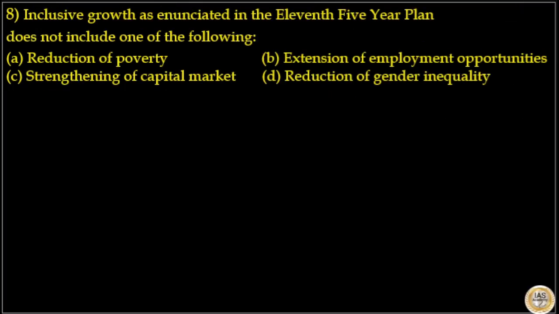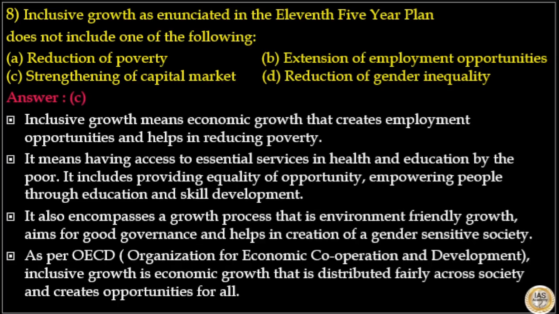Next is inclusive growth as enunciated in the 11th Five Year Plan does not include one of the following. Options are reduction of poverty, extension of employment opportunities, strengthening of capital market, and reduction of gender inequality. The answer to this question is option C, strengthening of capital market.